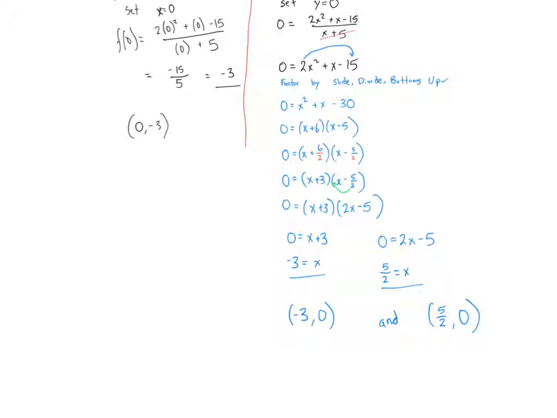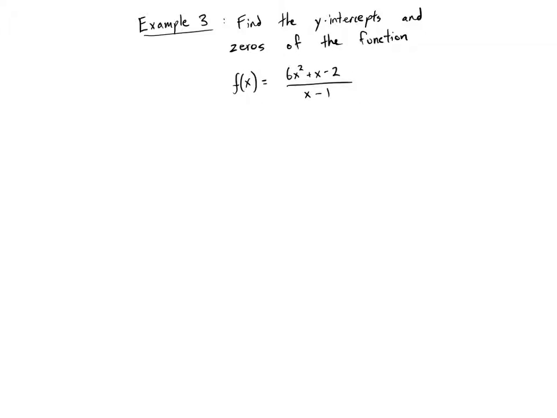All right, moving on, guys. Find the y-intercepts and x-intercepts, the zeros of the function. Again, let's speed it up on this one. Y-intercepts on the left side. X-intercepts, also known as the zeros.